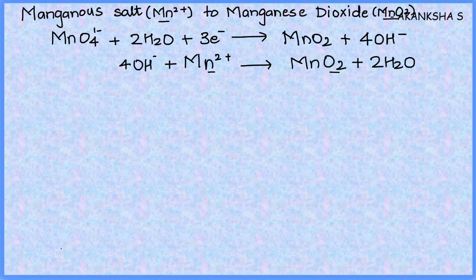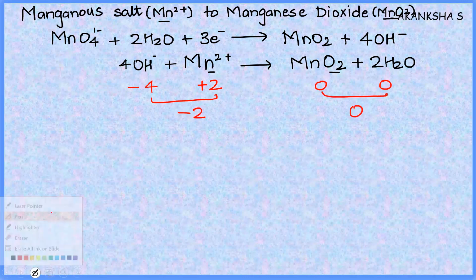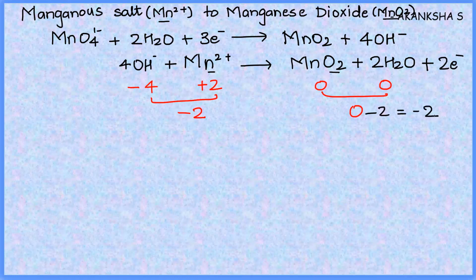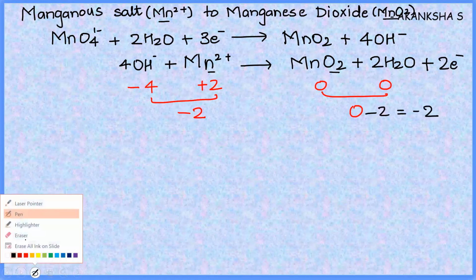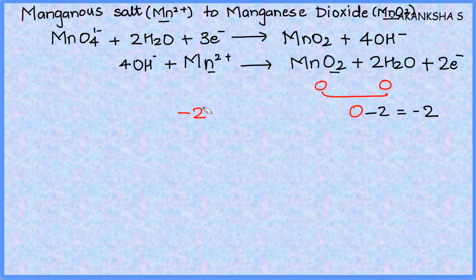I hope this much should be clear by now. Okay, see over here. -4 charge plus 2 charge. Together, -4 plus 2, -2. Here, 0 charge, 0 charge. There are no charges. So total 0. What do we need to do in order to balance the reaction? We need to add 2 electrons on the other side. So 0 minus 2 is -2. Okay. With some practice, this thing becomes relatively simple and easy. So please do not give up if the first time seems a bit tough for you.